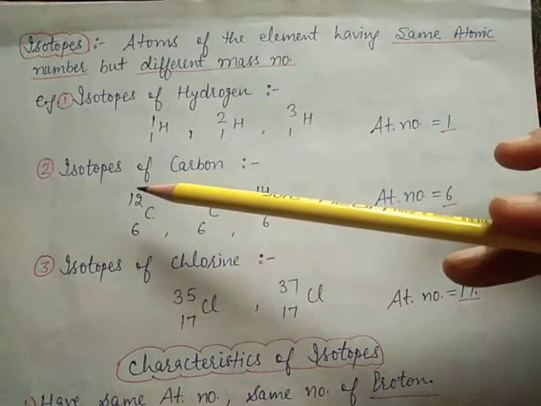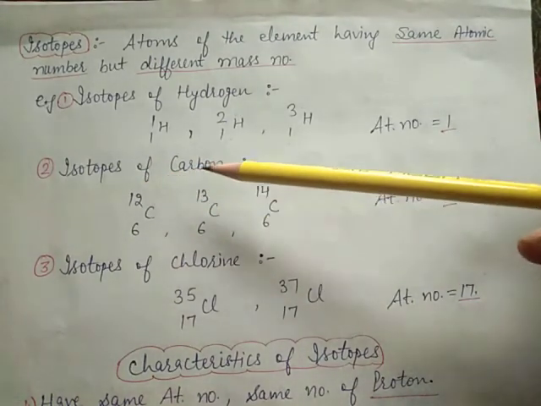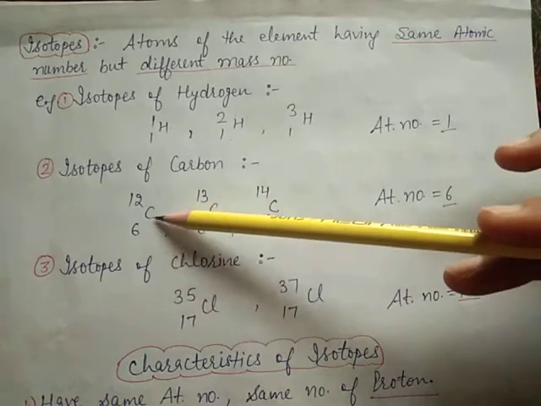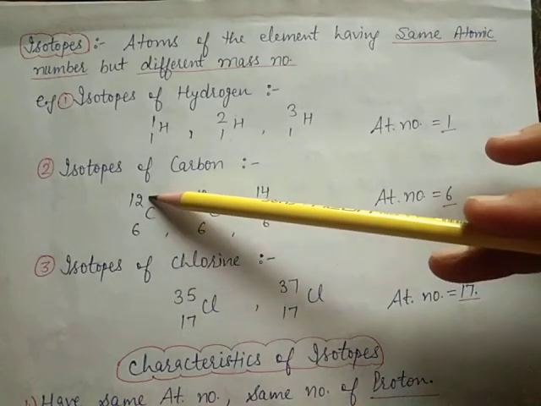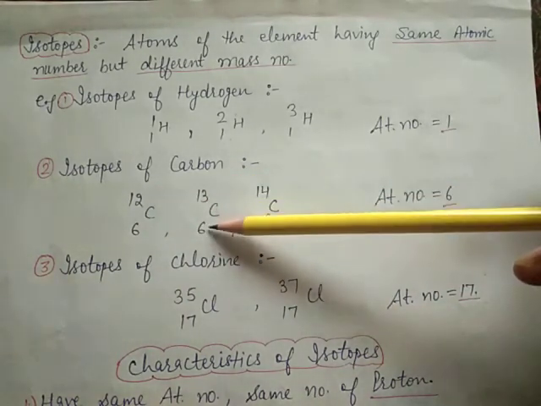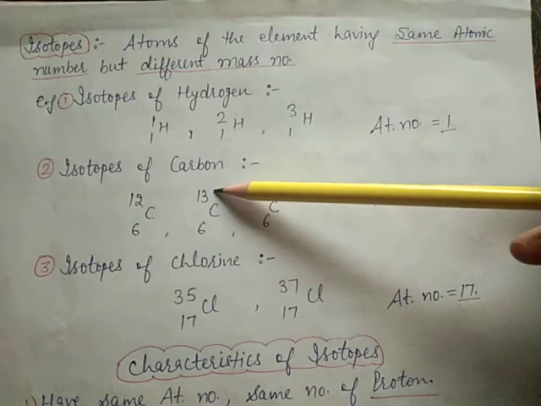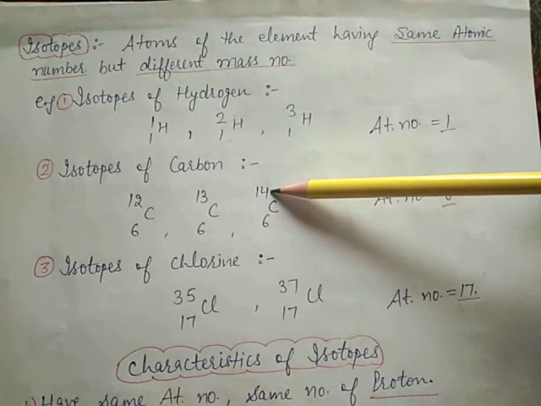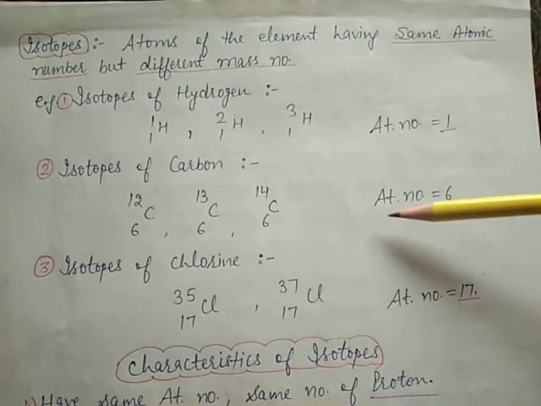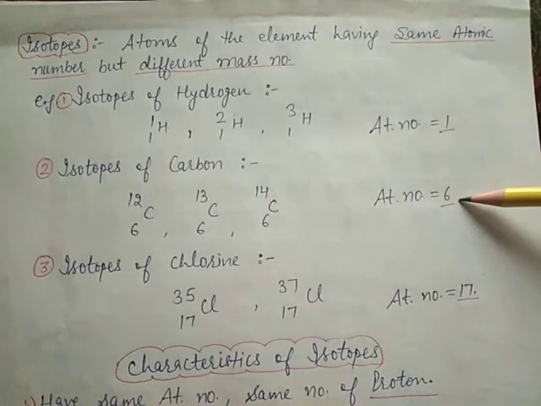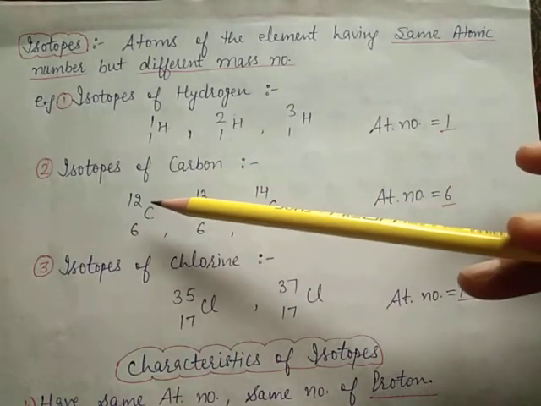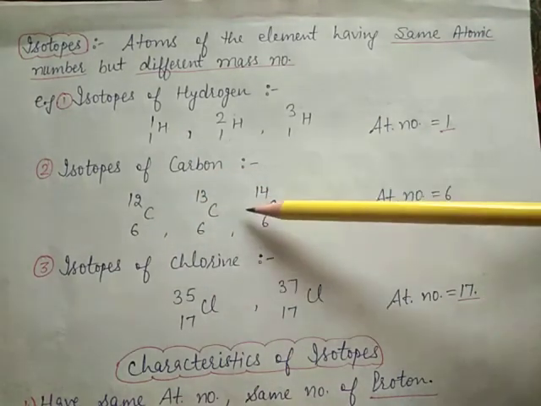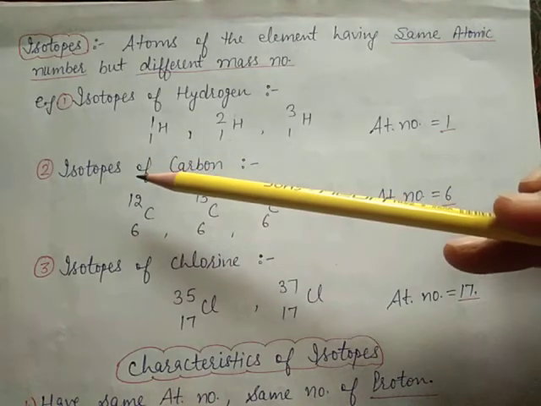Second, you take another example, that is isotopes of carbon. Carbon, atomic number 6, mass number 12. Carbon isotope another, atomic number 6, mass number 13. Carbon, atomic number 6, mass number 14. In this case also atomic number is the same, equal to 6, but mass number is different, that is 12, 13 and 14. So this is also called isotopes.